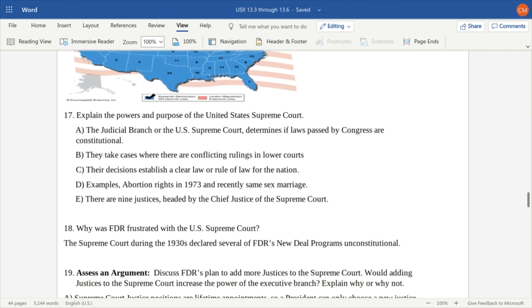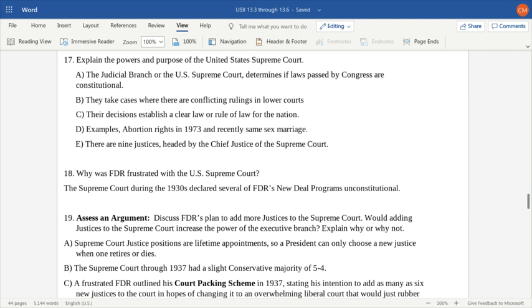There are 9 justices on the Supreme Court, an odd number, of course, because you want to have a majority decision.